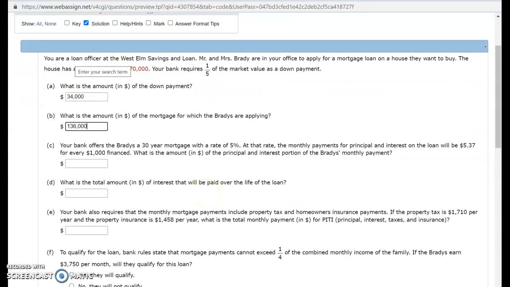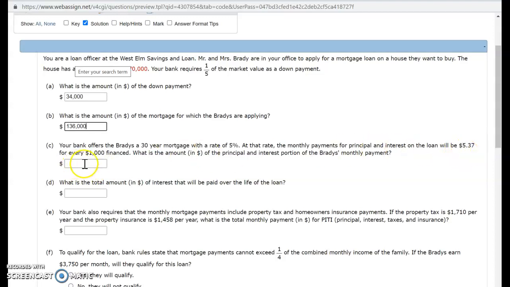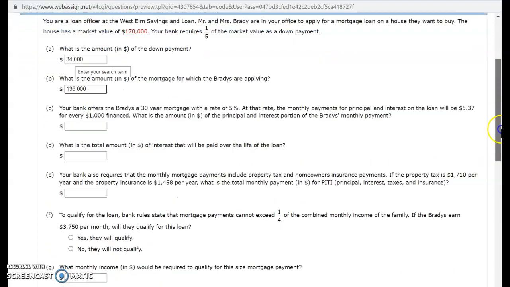Part C, your bank offers the Bradys a 30-year mortgage with a rate of 5%. At that rate, the monthly payments for principal and interest on the loan will be $5.37 for every $1,000 financed. What is the amount of the principal and interest portion of the monthly payment?